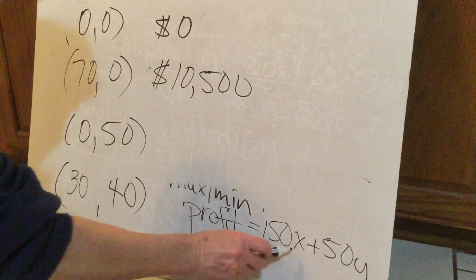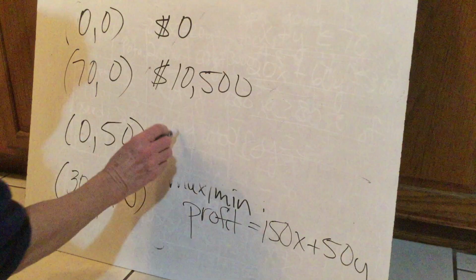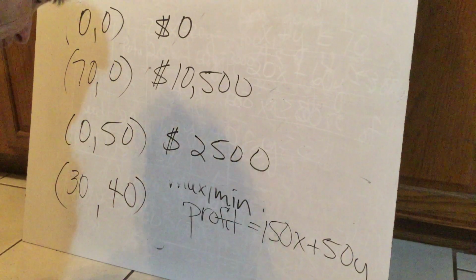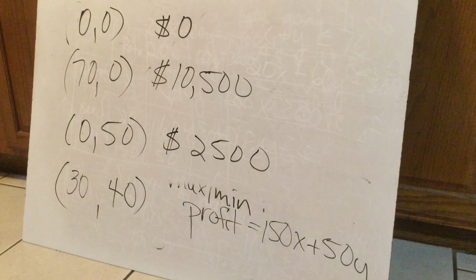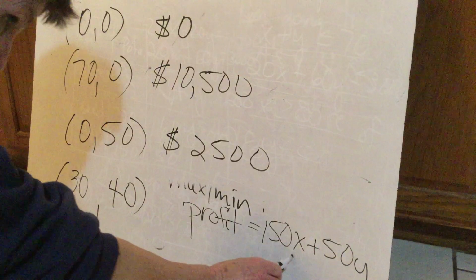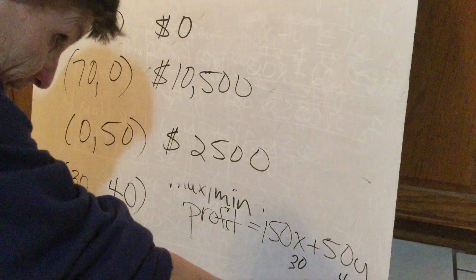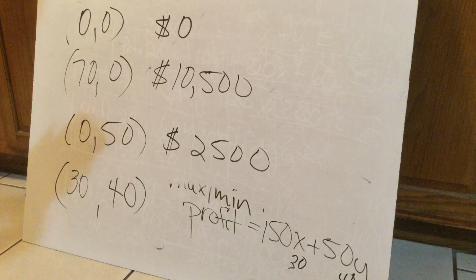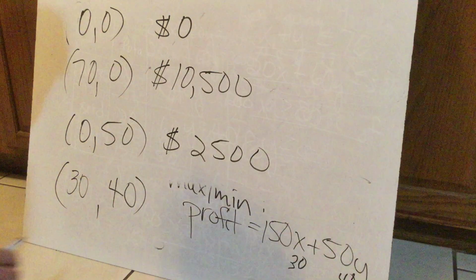Now, put 0 in here and 50 in there. So 50 times 50, $2,500. And then I'm going to put 30 in here and 40 in here. So 150 times 30 plus 50 times 40 adds up to 6,500. Did I do that right?